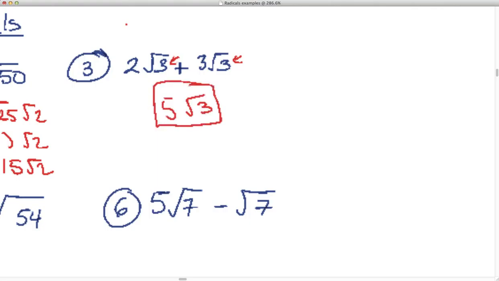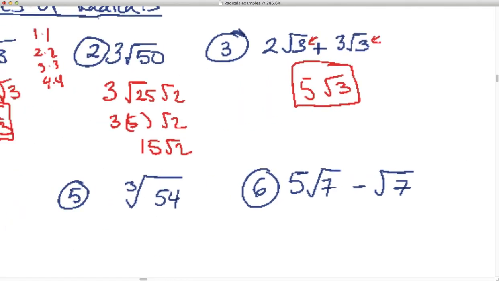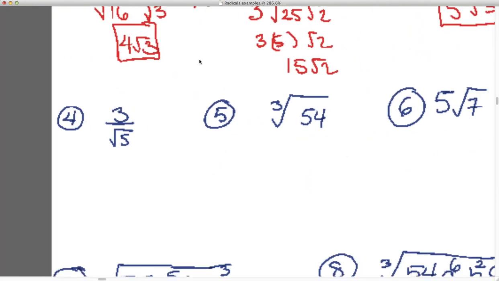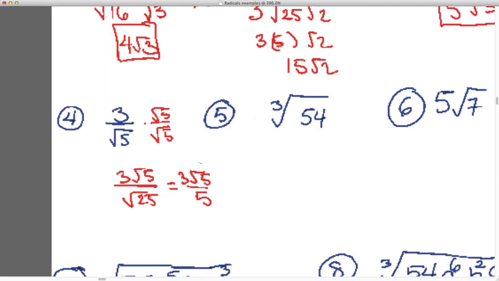Again, these are basic examples. I'll show you some more complex ones in the next video. Here, this is just a rationalization problem. So what you do is you multiply the top and bottom by the number that'll give you a perfect square. What is the perfect square? 25. So the square root of 25 would be this as your final answer. It's now rationalized because the square root is no longer on the bottom.